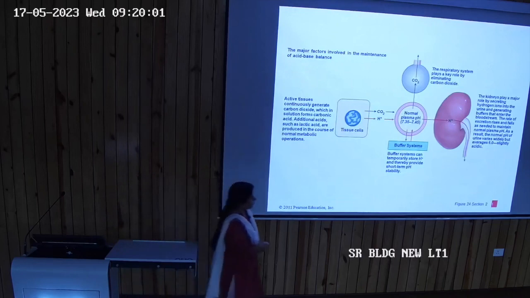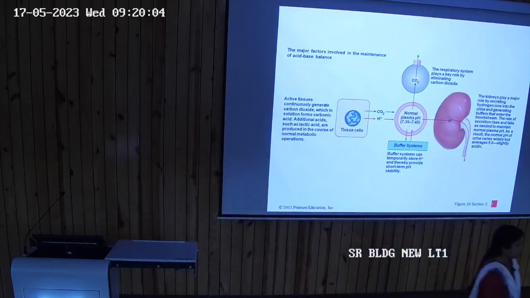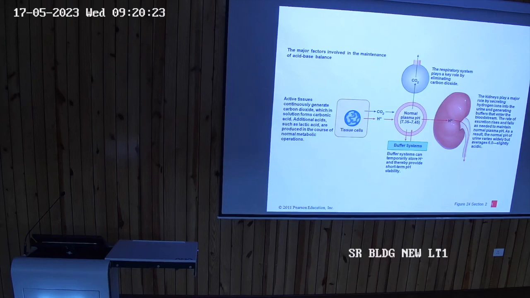So, what happened? Attention? The major factors involved in the maintenance of acid-base balance and normal pH are these. Okay? Is it visible? Is it readable? Read active tissue.